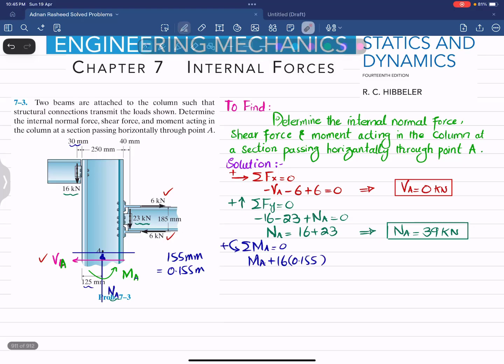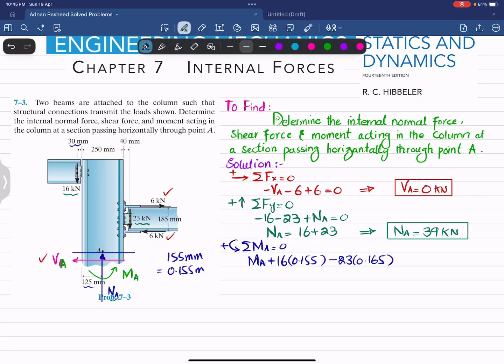Now the third moment is due to this 23 kilonewton load, and perpendicular distance is this one, which is 40 plus 125 is 165, and 165 is 0.165. So I will write 23 multiplied by 0.165 meter, and you can see that this load into perpendicular distance is producing clockwise movement about point A, so it will be negative.